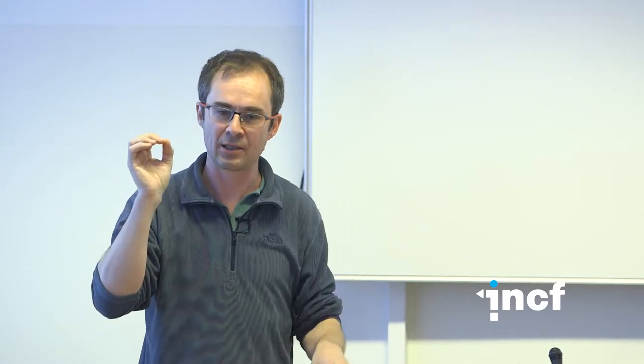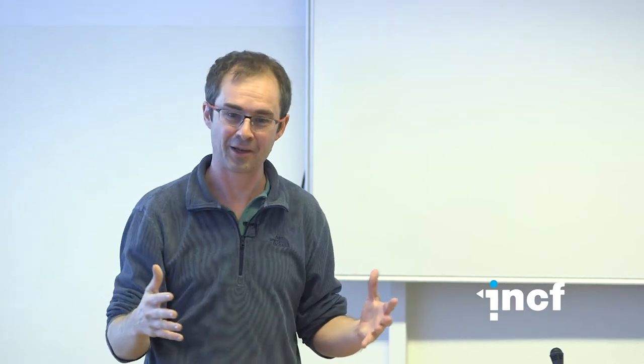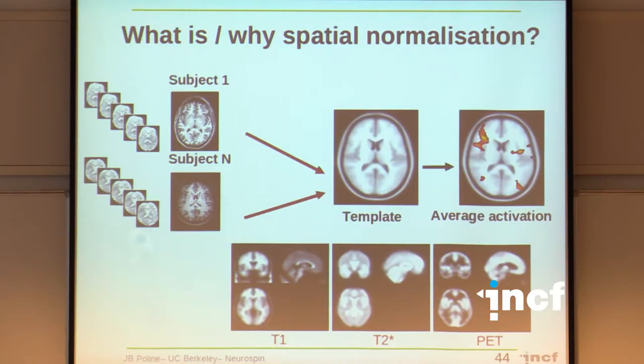But basically, if I am at x equals 2, y equals minus 5, and z equals 3, I know roughly which structure I'm in, and that's the roughly. It works quite well for the internal structures. But as soon as you go into the cortex, that's another matter, and we're going to describe that.